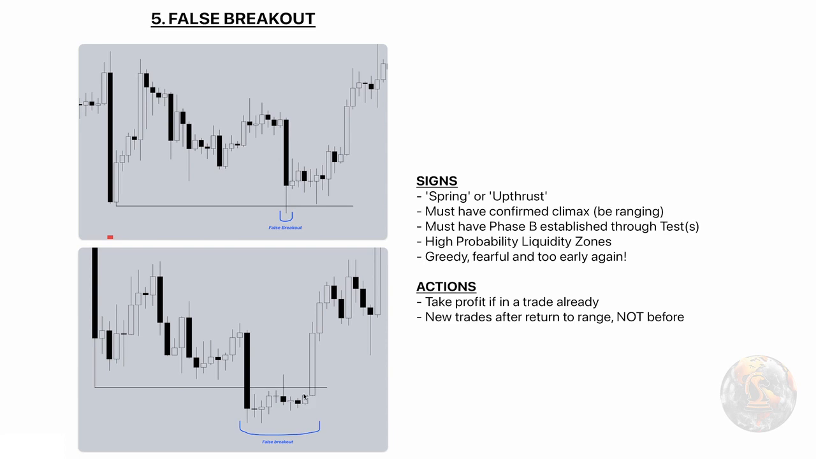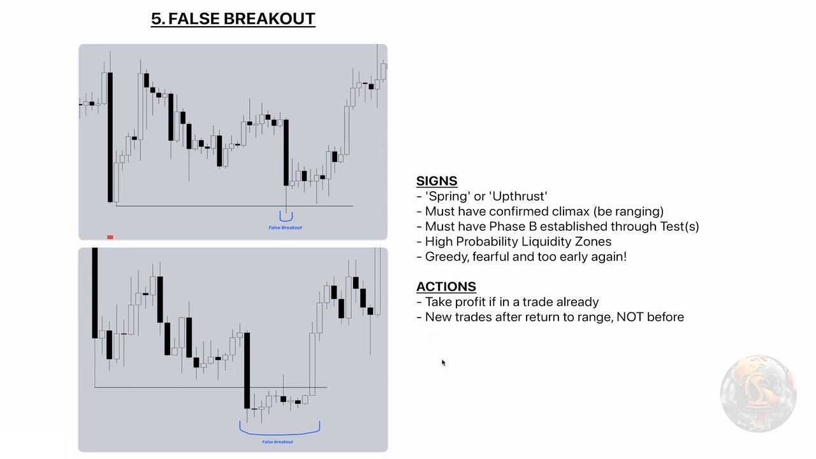What are your actions here? False breakout. Well, if you're in a trade from the range, so say you were shorting after the secondary test or whatever, this is your time to take profit. Do not hold it on. Don't try to be a hero. Don't try and be greedy. If you shorted because you think you're in a Wyckoff accumulation and you shorted up here, then when you get your false breakout, take profit. If you short the secondary test or you short any other part of the range, take profit.